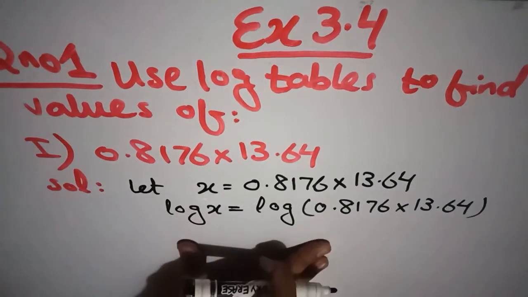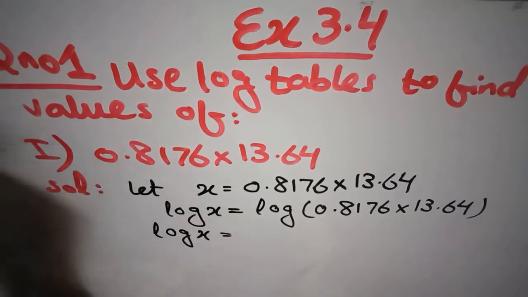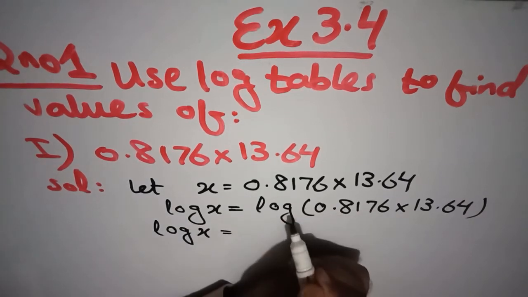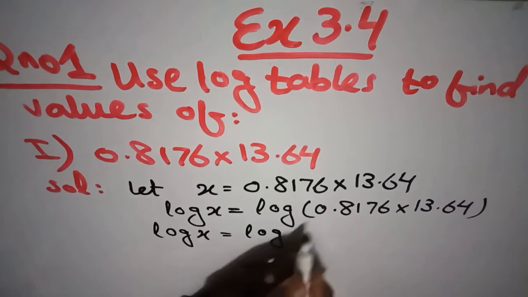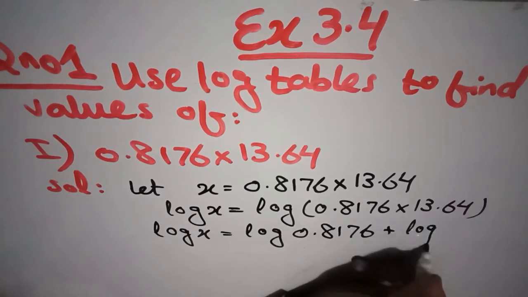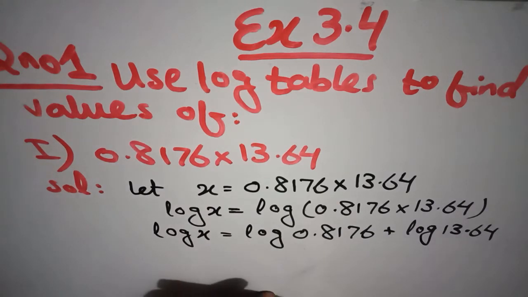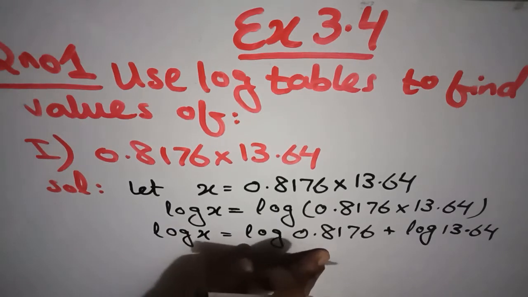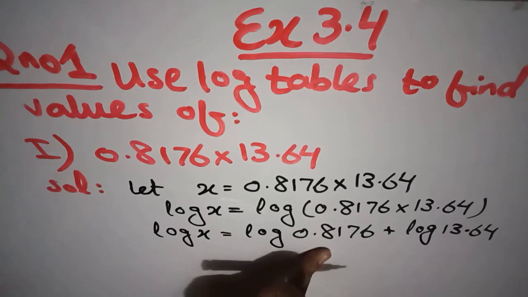Now, as you know, by taking log of both sides, the log will change the multiplication into the addition form. As you know, log of 0.8167 plus log of 13.64. It is very easy to calculate the logarithm of 0.816, but keep in mind, first of all you will change this value into its standard form, then you will find the log.